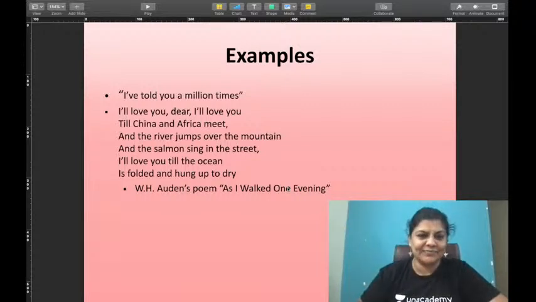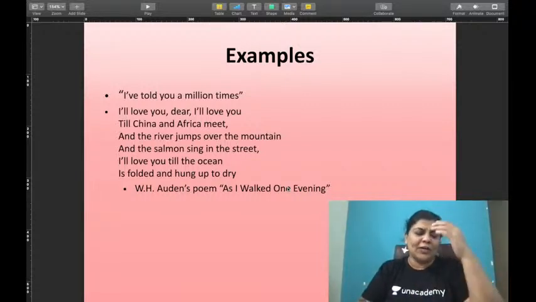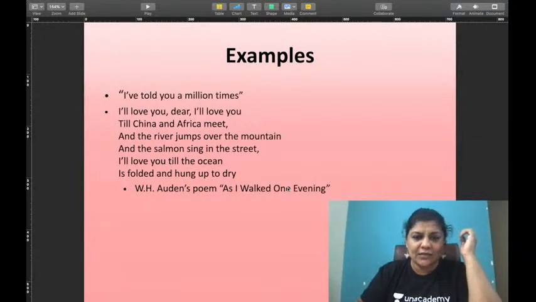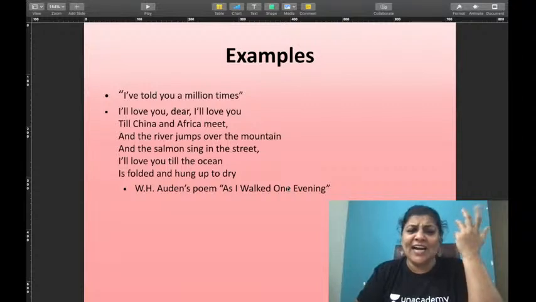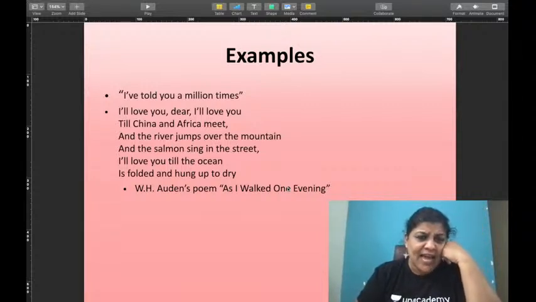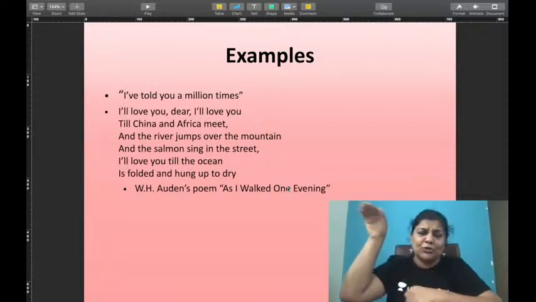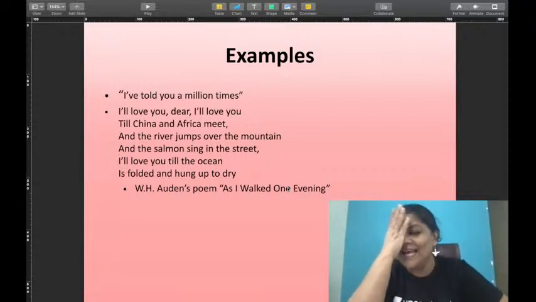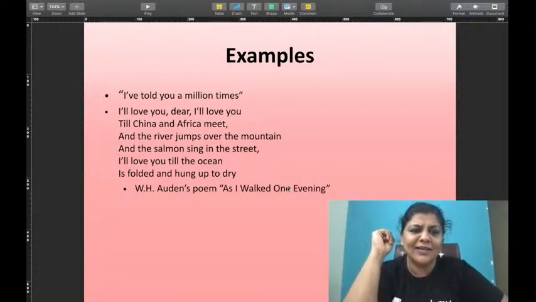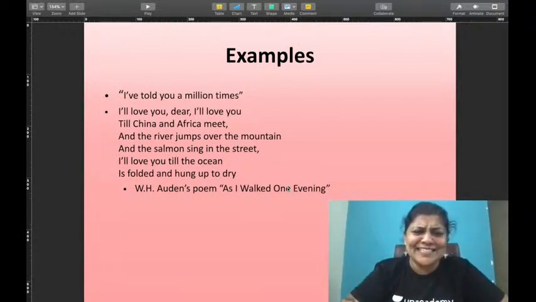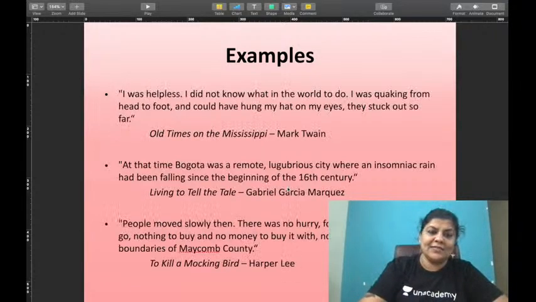Did you understand? Look at what W.H. Auden is saying. Liar. I will love you, dear. I will love you till China and Africa meet, and the river jumps over the mountain, and salmon sing in the street. I will love you till the ocean is folded and hung up to dry. Does this ever happen? It is hyperbole. Did you understand?